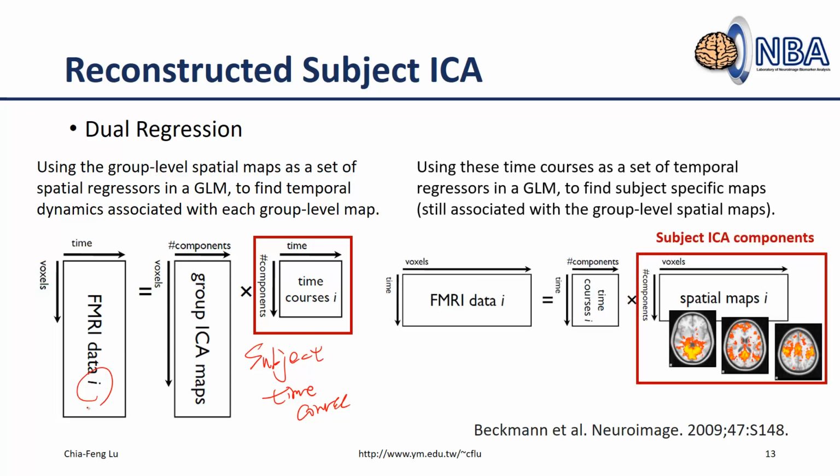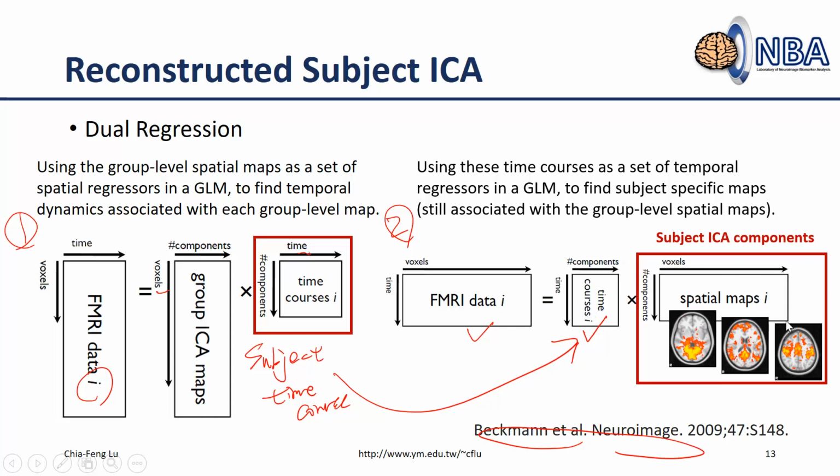Now you see why this is called dual regression, because for the first part I performed a regression, and for the second step I just perform another regression. However, now again I put the fMRI data right here, and this is the time course that you just obtained. Now you can use the same data set for this subject i, and you have the subject time course on hand. Now you can perform another regression or GLM right here.